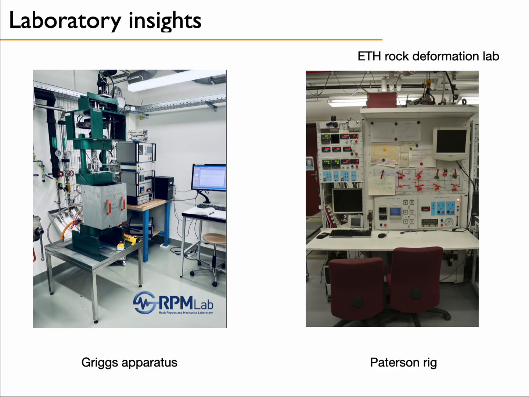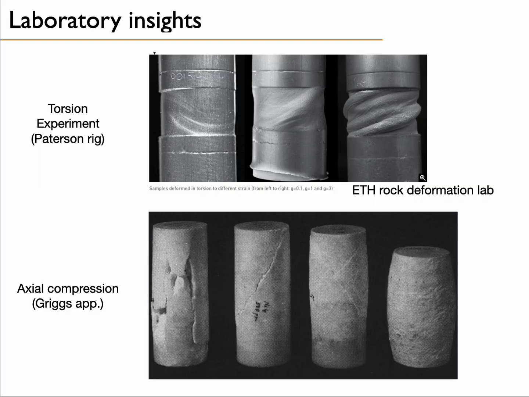But with these types of device, you can deform a rock sample. So that's an example of a torsion experiment that is carried out in a Patterson rig. So you see a torsion of a rock that is contained within this sample cell here, and that can accumulate strain as it is progressively twisted.